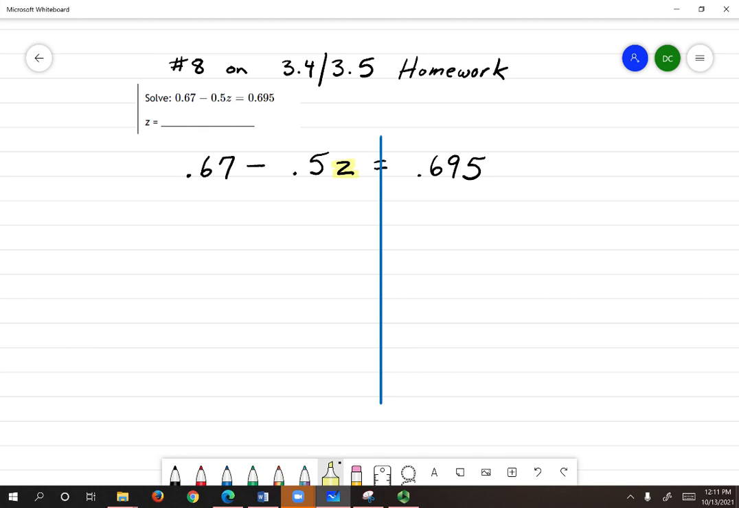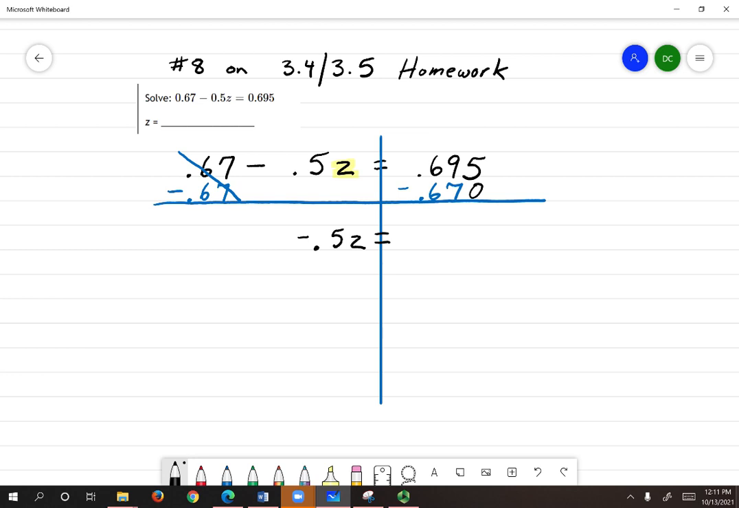Remembering that algebra is all about opposites, we see what's attached to this variable, and the furthest guy away is this 0.67. The opposite of plus 0.67 is minus 0.67. So that's what I'm going to do there. And notice when I do that, this goes away. On the left side of the equation, what's left is negative 0.5z.